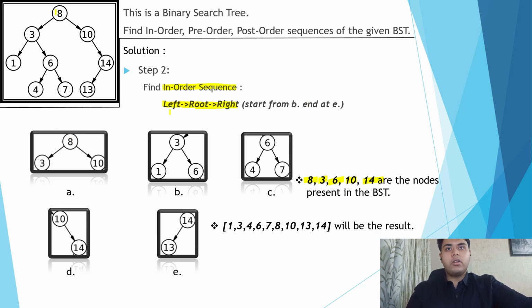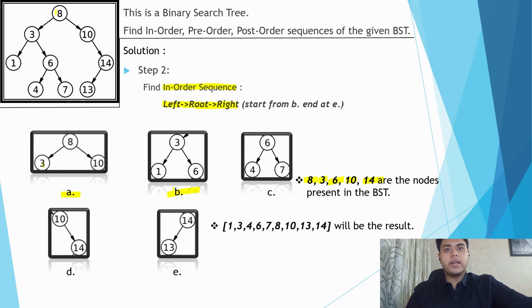So 8 will follow the in order sequence, which is left, root, right. First we will consider left, which is 3. Now there is a problem: 3 is a node. So we will go to the image of 3. Here 3 will follow the in order sequence, left, root, right. Left is 1. But 1 is not a node, as we saw. What did we write? 8, 3, 6, 10 and 14 are the nodes.